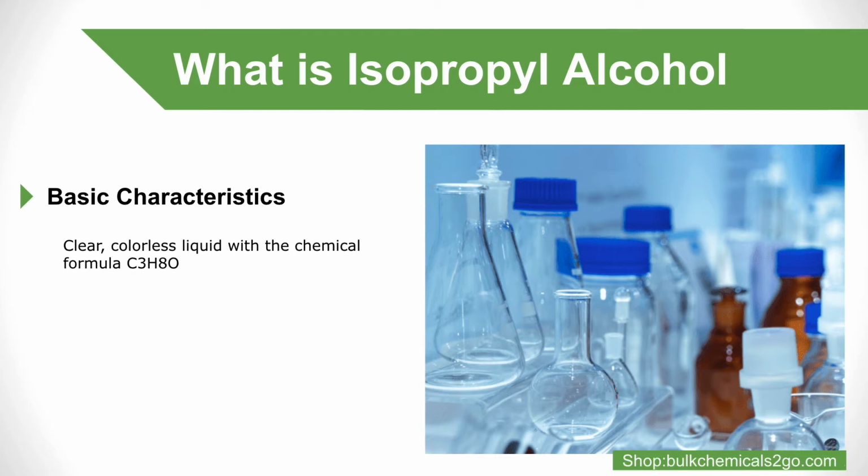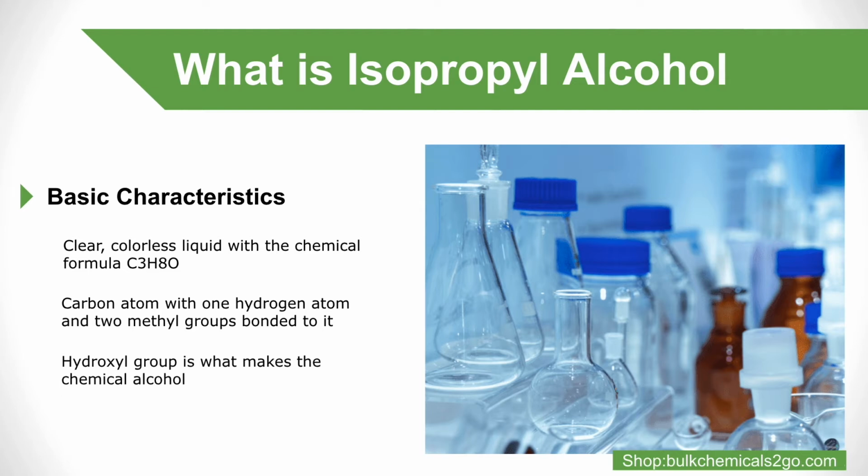It contains an isopropyl group, which is a carbon atom with one hydrogen atom and two methyl groups, one carbon with three hydrogens bonded to it. This group is attached to a hydroxyl group, which is an oxygen atom bonded to a hydrogen atom. The hydroxyl group is what makes the chemical alcohol.